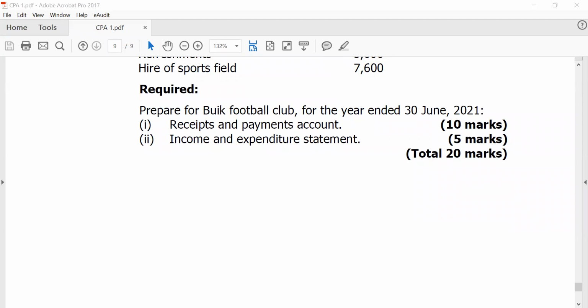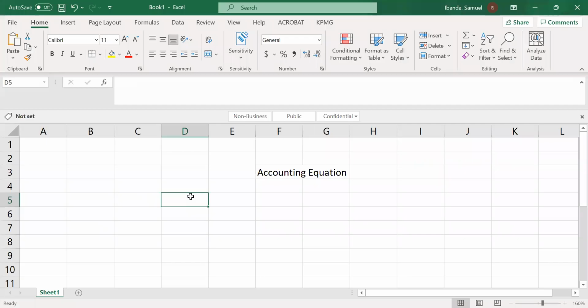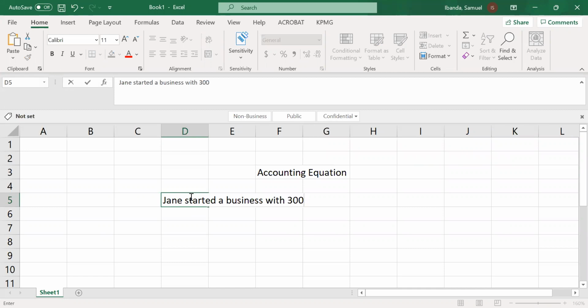So let's get back to our Excel here. Let's say Jen started a business with 300,000 cash and a vehicle worth 2 million shillings. Jen started a business with 300,000 cash and a vehicle worth 2 million shillings.